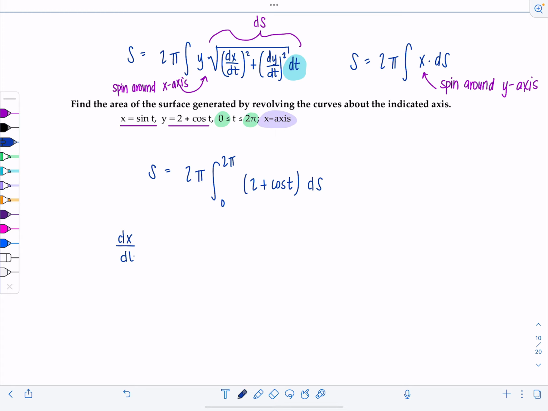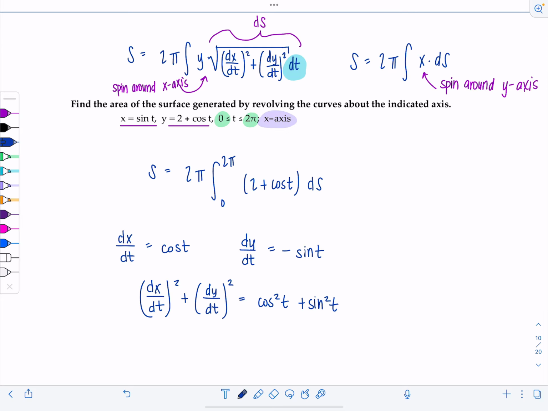dx/dt is just cosine t. What's dy/dt? The derivative of 2 is 0, and the derivative of cosine t is negative sine t. So dx/dt squared plus dy/dt squared is cosine squared t plus sine squared t. Someone must really love us. What a nice and easy problem they wrote us.